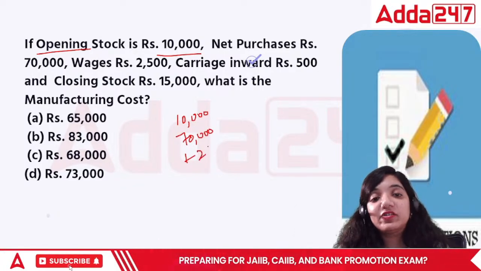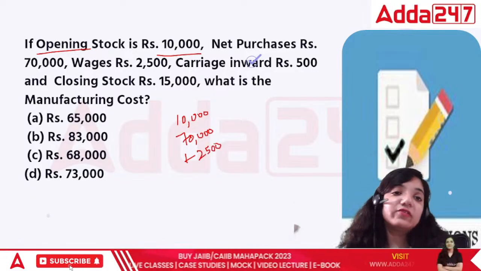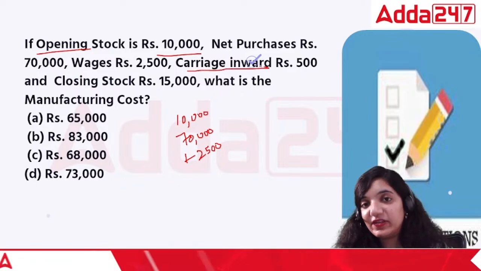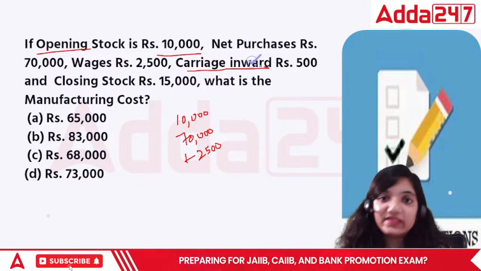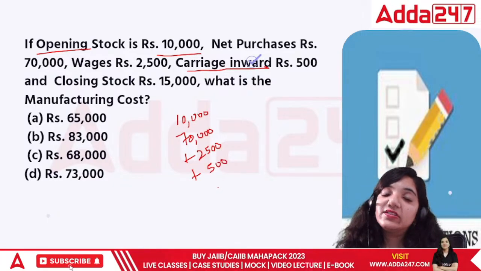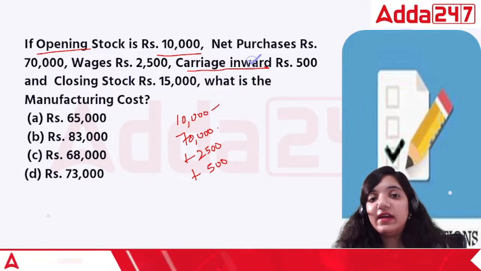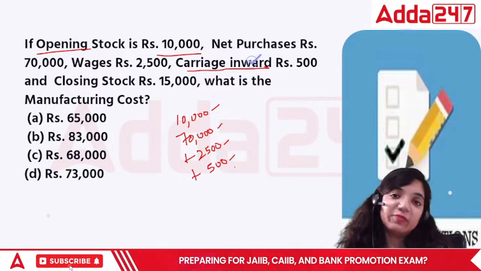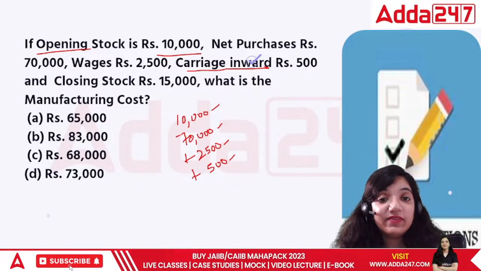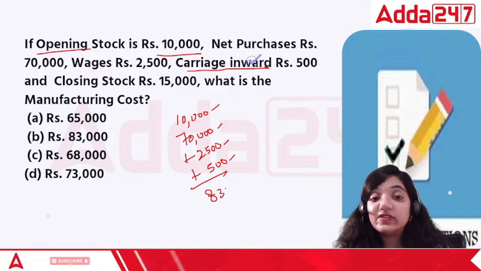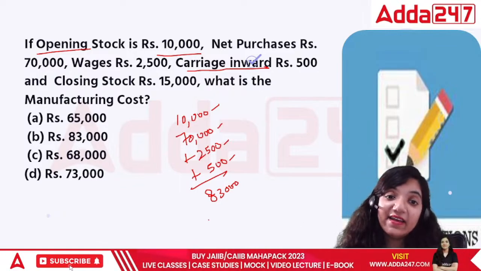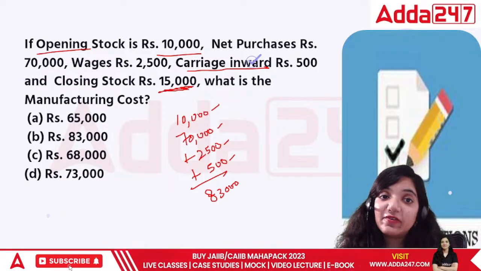Then I have spent 2,500 again on conversion because I'm paying wages to the laborers now. Then carriage inward is also a direct expense, because when we are getting something for us, that particular amount will be added here. Carriage inwards. So overall, I have spent 10, I have spent 70, I have spent 2,500, I have spent 500. That is 3,000. Then 83,000 is already spent. Just to sell those goods, I've spent 83. But surprisingly, by the end of the year, I'm just left with 15,000.